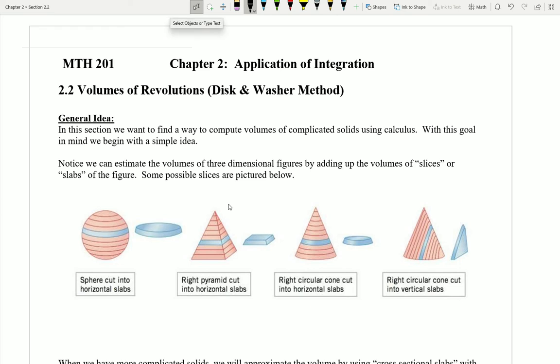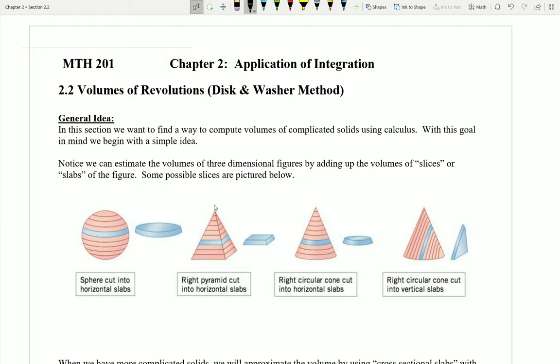As we start a new section here in 2.2, it's important to keep in mind the goal of all of Chapter 2. We mentioned this in the last set of videos, but the goal of Chapter 2 was to help us see how we might be able to take an integral and repurpose it to find more than just an area under a curve. In the last section, we took a look at how we could use an integral to find areas between curves. However, in this section, we're going to take a look at how we can use an integral to help find volumes of some complicated solids.